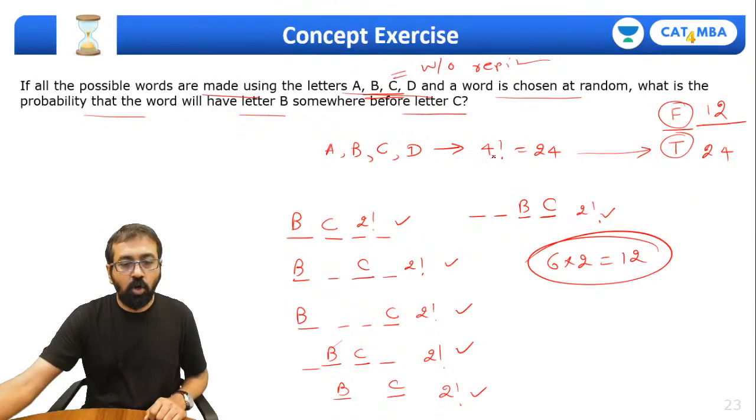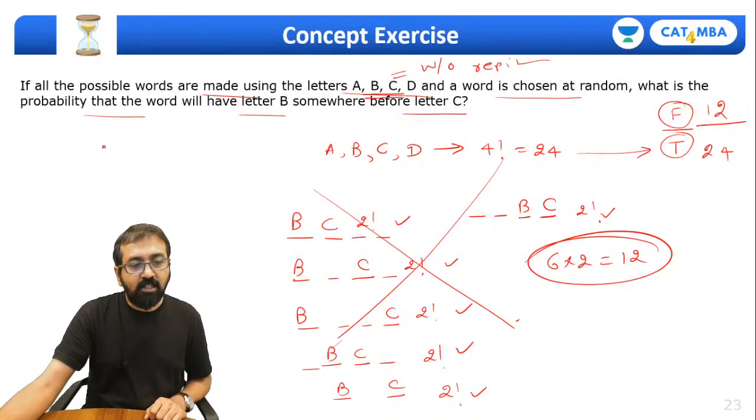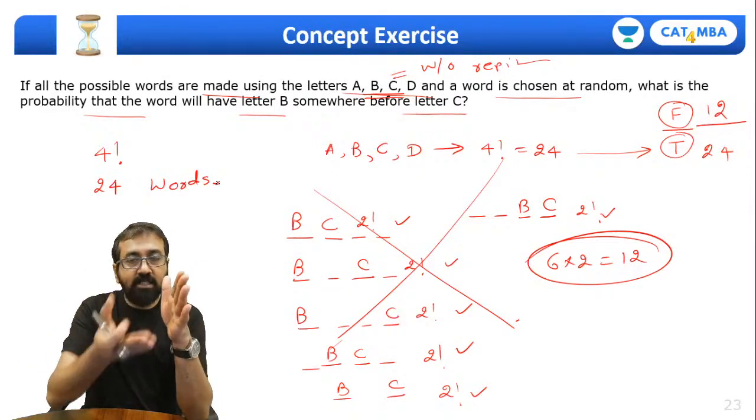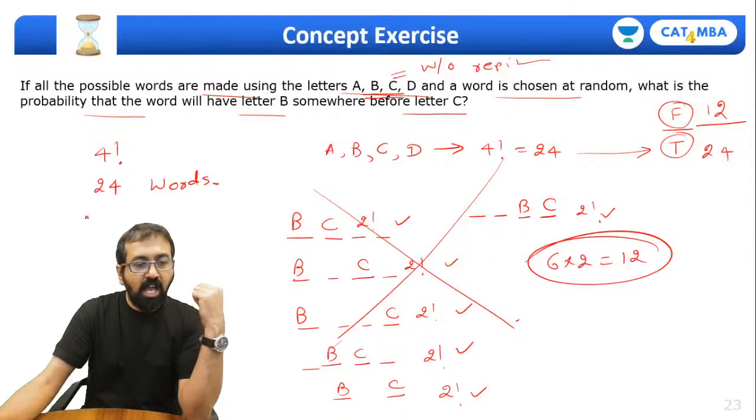This is the longer method. Now let's look at the shortcut. Can I say there are going to be 4 factorial, that is 24 words in total? B will be either before C or B will be after C. So half the cases will have B before C and half the cases will have B after C. So this will be 12 and this will be 12.